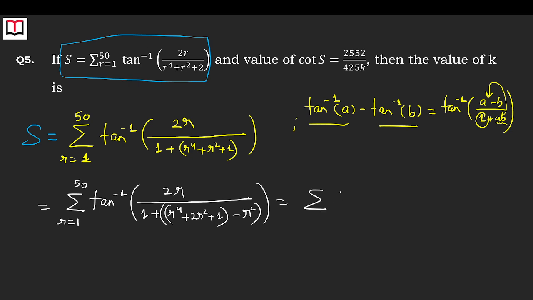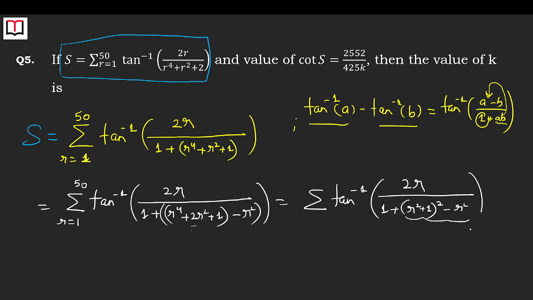So I can write it as summation over tan inverse of 2r upon, now this is (r square plus 1) whole square minus r square, which is a square minus b square. So now when you write it, you get two factors a and b in the denominator. One thing will be really interesting to see: whether the difference is this numerator term or not. So what are those factors? r square plus r, a plus b into a minus b.